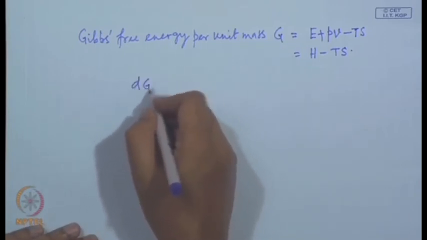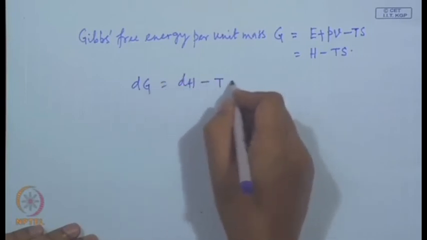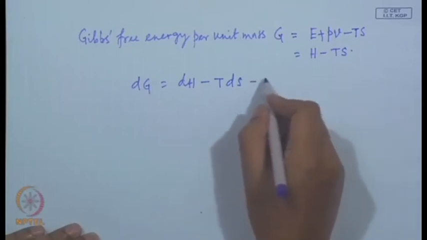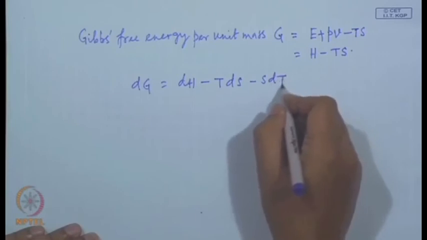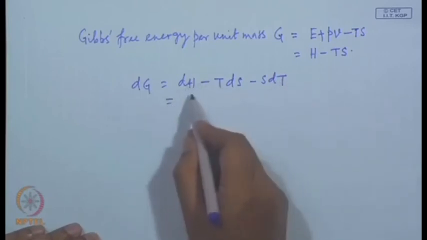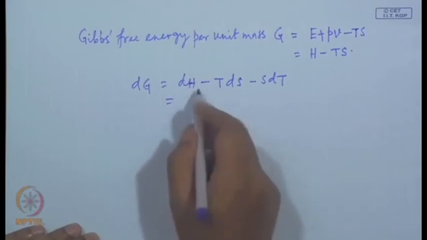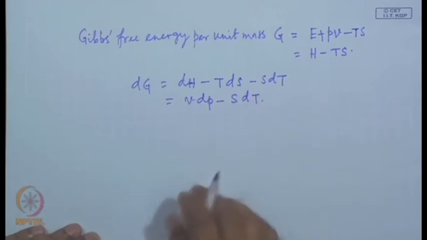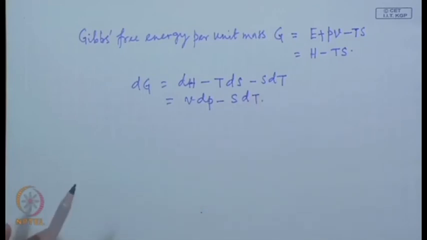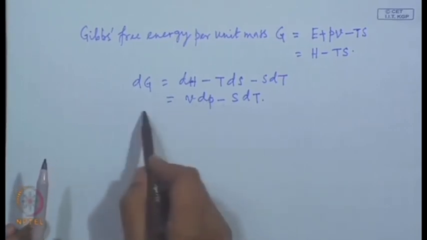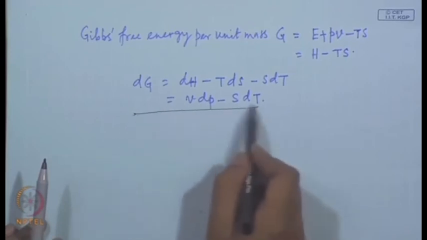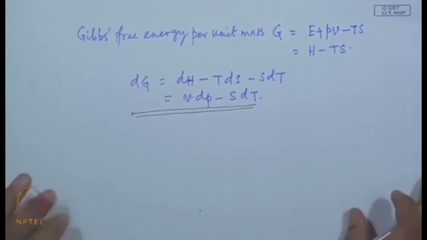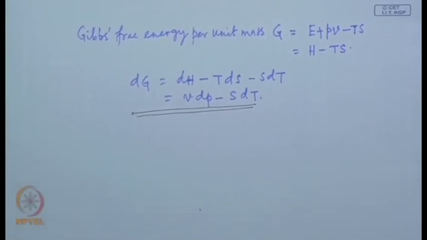And hence you can write d g equal to d h minus T d s minus S d T, and from the definition of enthalpy, d h minus T d s becomes V d p minus S d T. And this Gibbs free energy also is associated with the available work output.